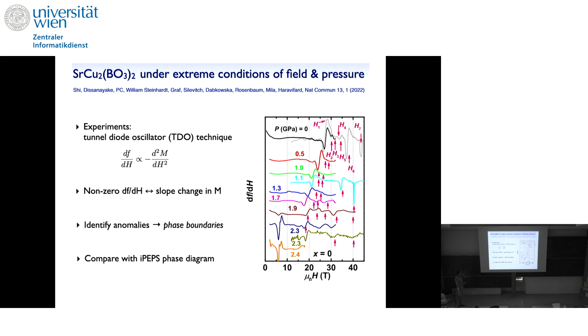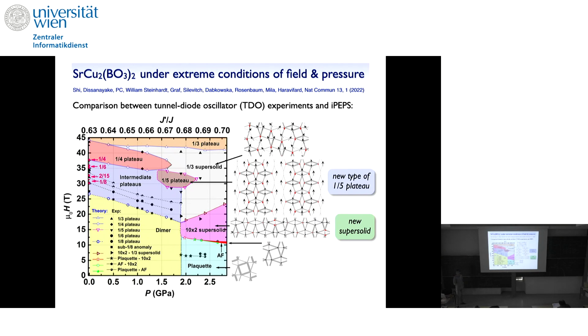Then I just wanted to mention this other recent collaboration with the experimental group of Sara Haravifard, where we looked at strontium copper borate under extreme conditions of field and pressure, trying to get an understanding of the anomalies they found in the experiment, where they detect phase boundaries and then compare this to the iPEPS phase diagram of the material as a function of pressure and magnetic field. And here we found a very good agreement between experiments and iPEPS calculations for the locations of the phase boundary.